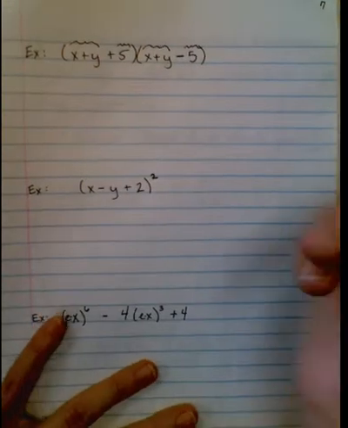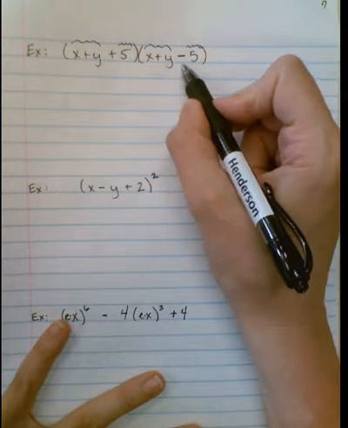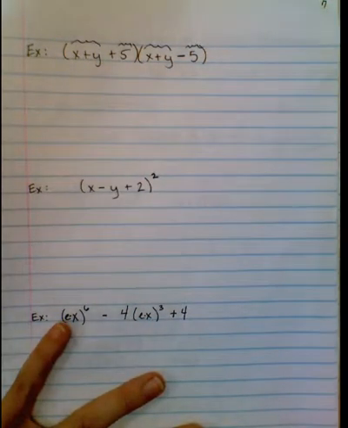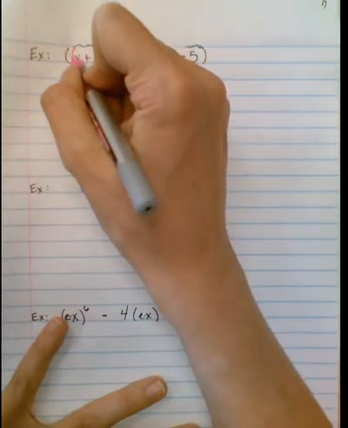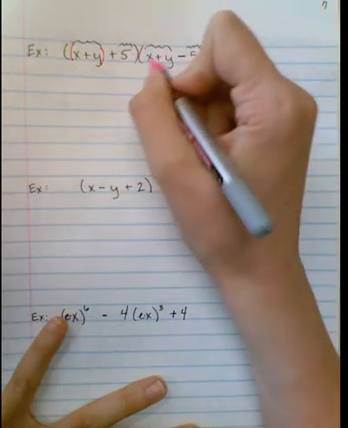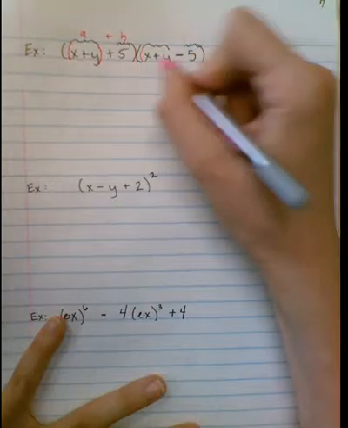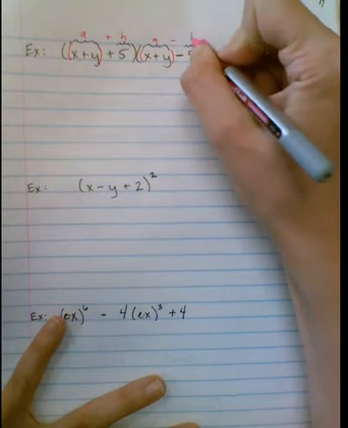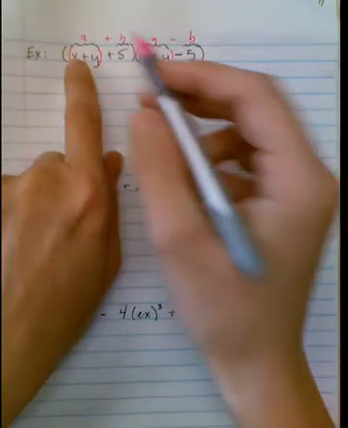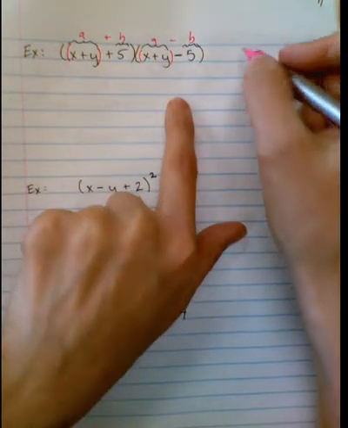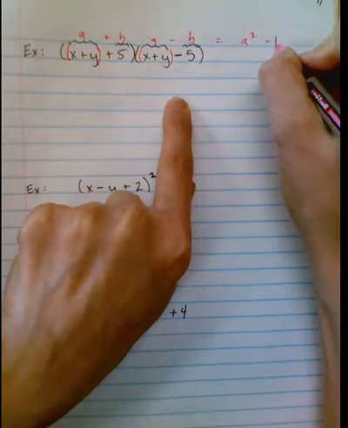This one right here, kind of weird. So I have x plus y plus 5 and x plus y minus 5. Well, if you don't think about it as a trinomial, but instead think about it as a plus b and a minus b, you can say, well, hey, if I think about it that way, it's just a difference of perfect squares. So I know that a plus b times a minus b is going to be a squared minus b squared.